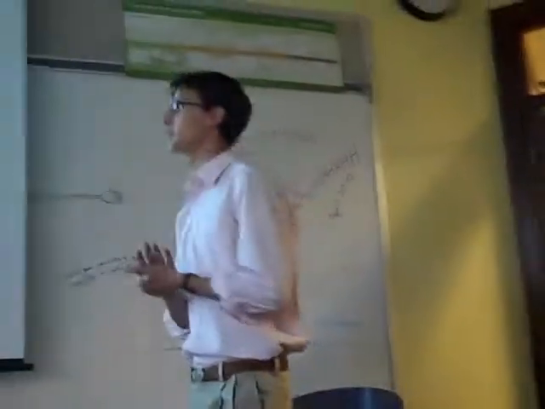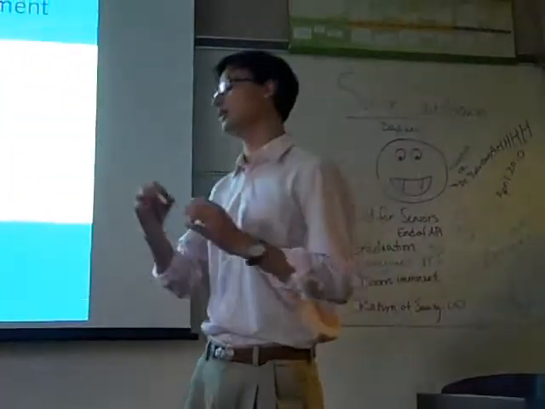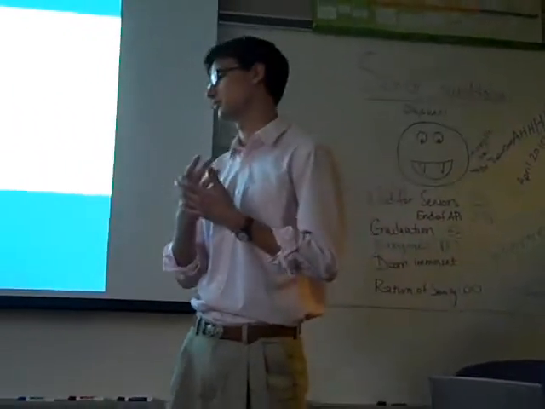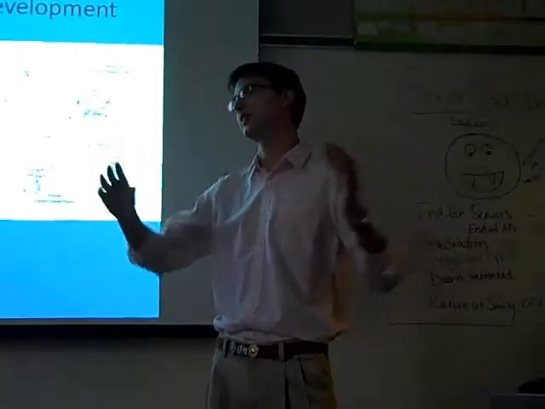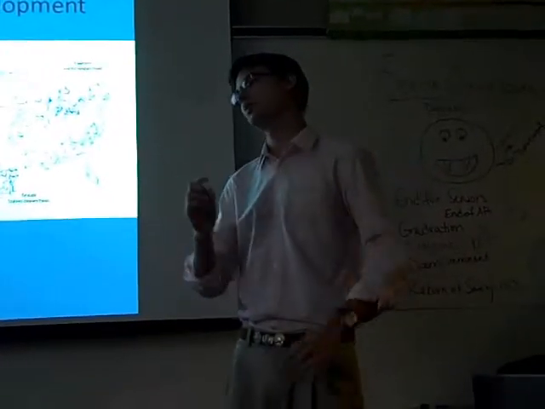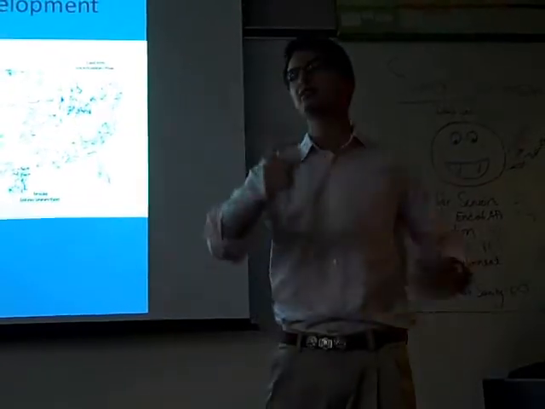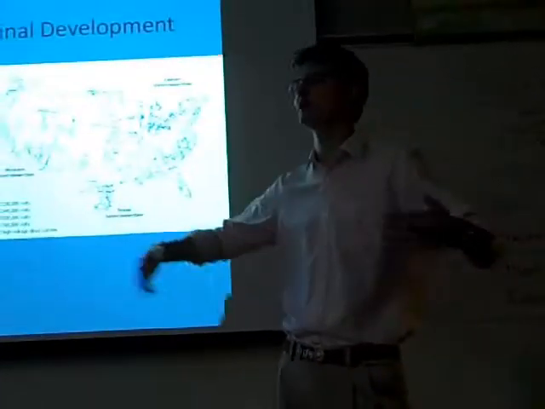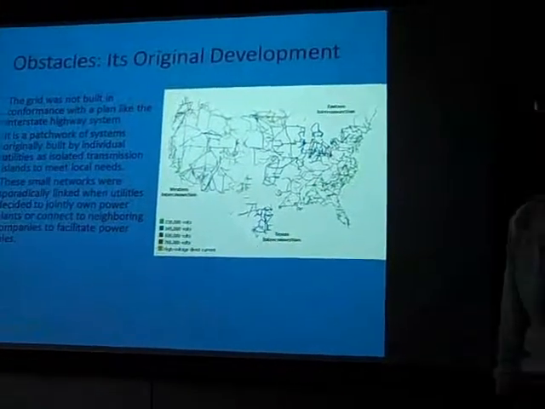So the grid was not built like our highway system. What happened was each municipality, each utility company began developing their transmission lines locally, so isolated pockets. And then it would slowly begin to make partnerships with other local utility companies and municipalities, and eventually it created a patchwork system, like a quilt, across the nation. So very disorganized, sporadic.